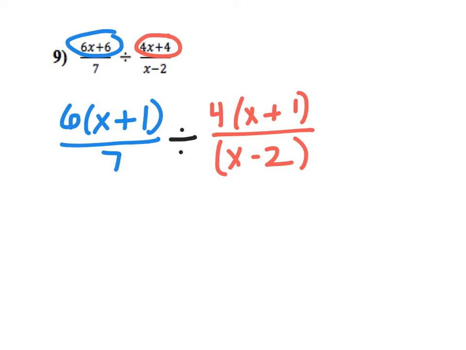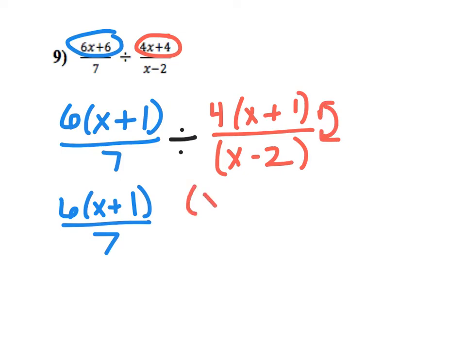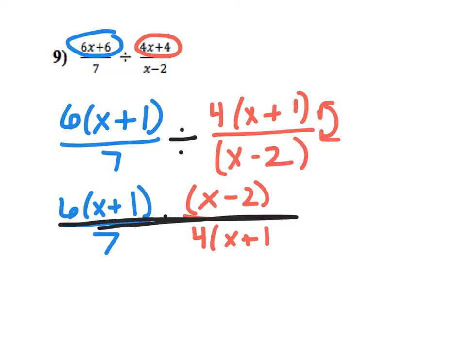You can do that, or you don't have to. Totally up to you. Remember, when I am multiplying or dividing fractions, I'm going to flip the second one and then multiply. So we're still going to have 6 times x plus 1 divided by 7. And then we're going to flip this guy. So it's actually going to be x minus 2 divided by 4 times x plus 1. And we're multiplying these together, so again, if you want, make it one big fraction, because we multiply straight across.